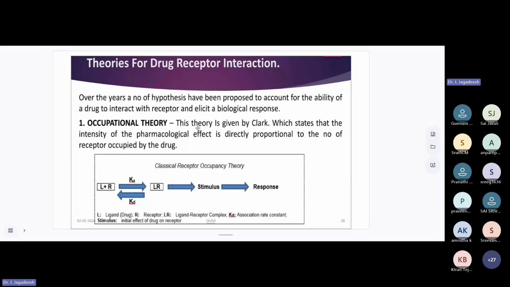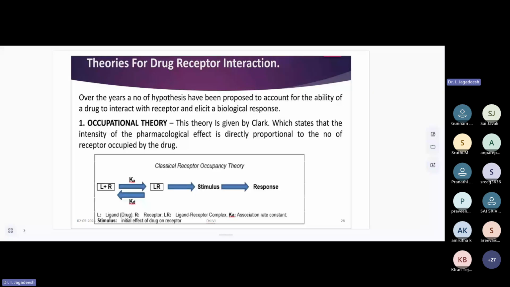We will go to the theories of drug receptor interaction. Over the years, a number of hypotheses have been proposed, before the intervention of the computer into our research. So the ability of the drug to interact with the receptor elicits the biological response. The first theory which was proposed was the occupation theory. It was proposed by Clark.